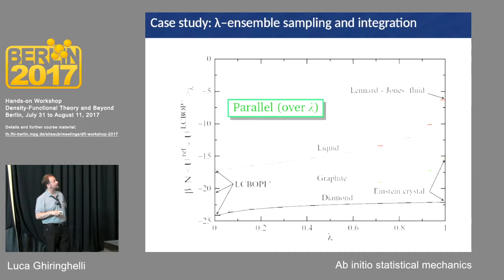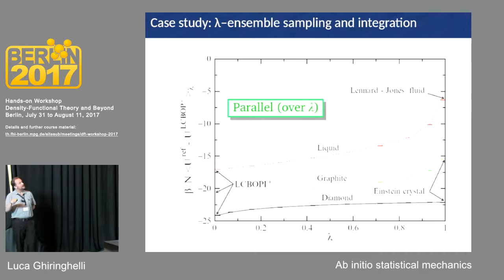So this is the thermodynamic integration, or at least the derivative as a function of lambda. When going from, so on this side we have the initial, the U0 reference Hamiltonian, and this is the final Hamiltonian. Don't mind this name, it's some empirical potential that I was using when doing this calculation.